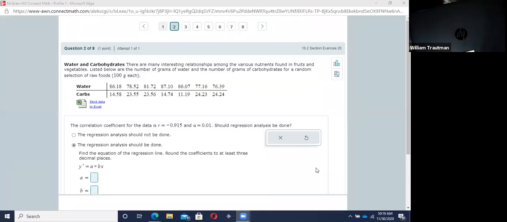It says round the coefficients to at least 3 decimal places. So A, I get 111.8899, which rounds to 111.890. 3 decimal places. You add 1 to this, and from 89 it goes to 90. B, I get negative 1.1291, which to 3 decimal places is that.